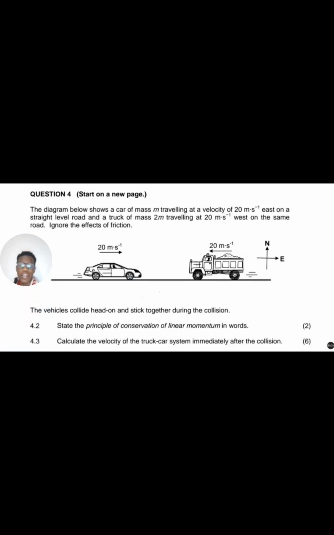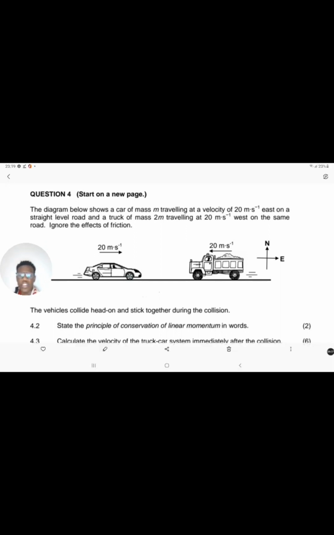Now 4.3 says calculate the velocity. Oh, by the way, I erased 4.1 here, so you can see that this starts from 4.2. I intentionally removed 4.1 because it was a different concept and I don't want to mix concepts up. In this video, I just want to focus strictly on momentum. So 4.3 says calculate the velocity of the truck-car system immediately after the collision. Notice that they're saying the truck-car system.